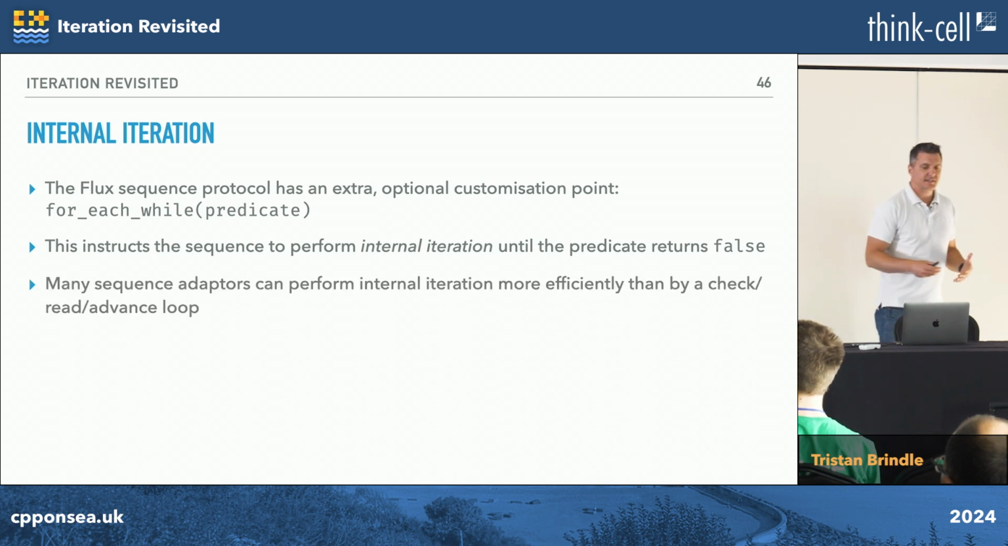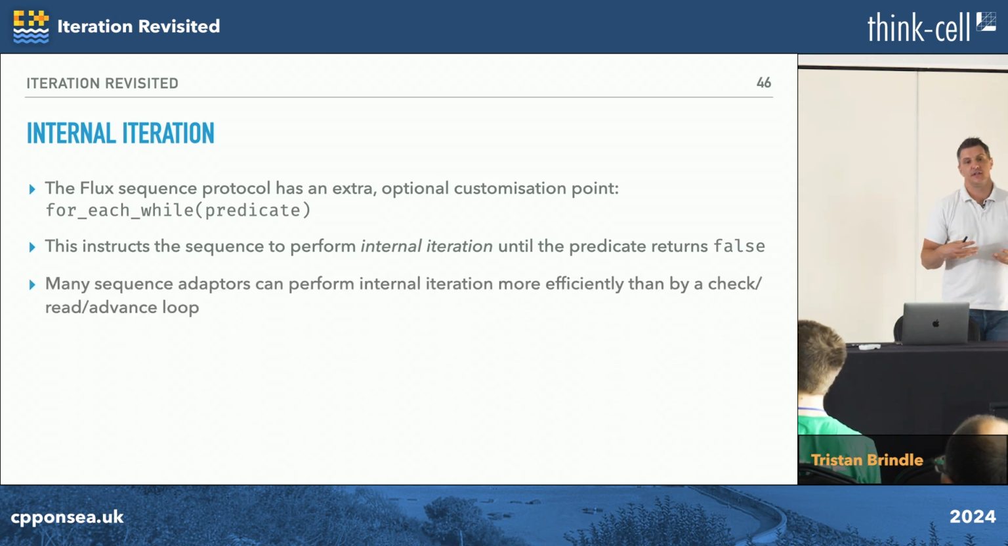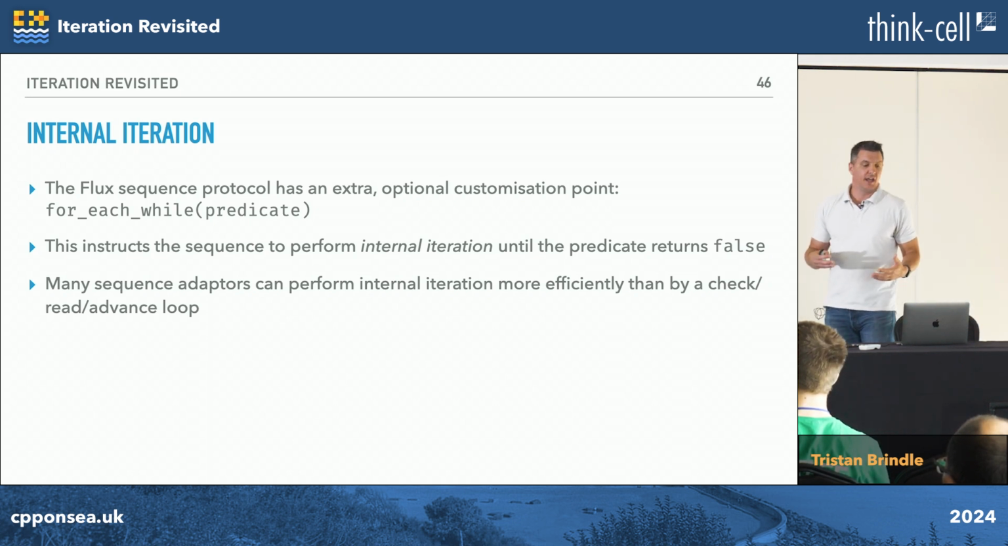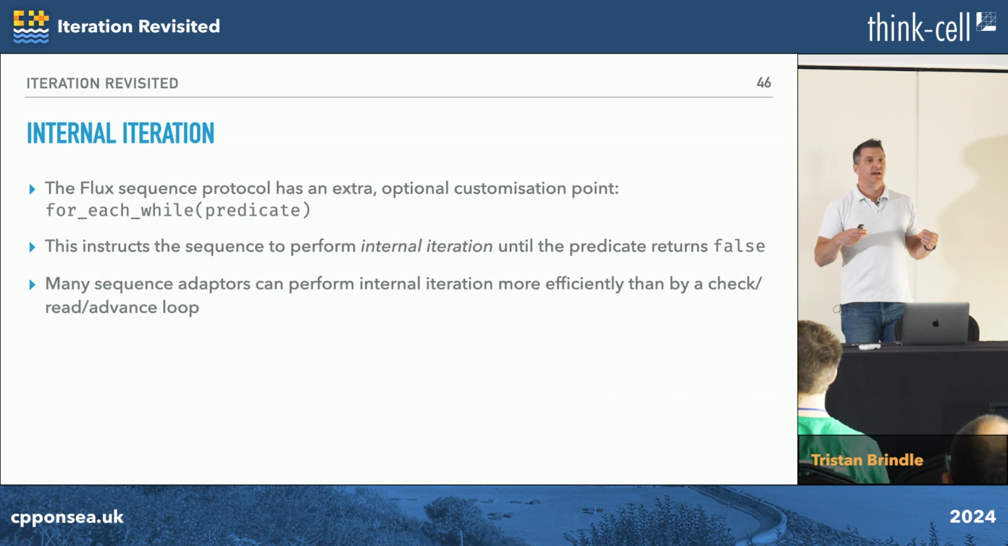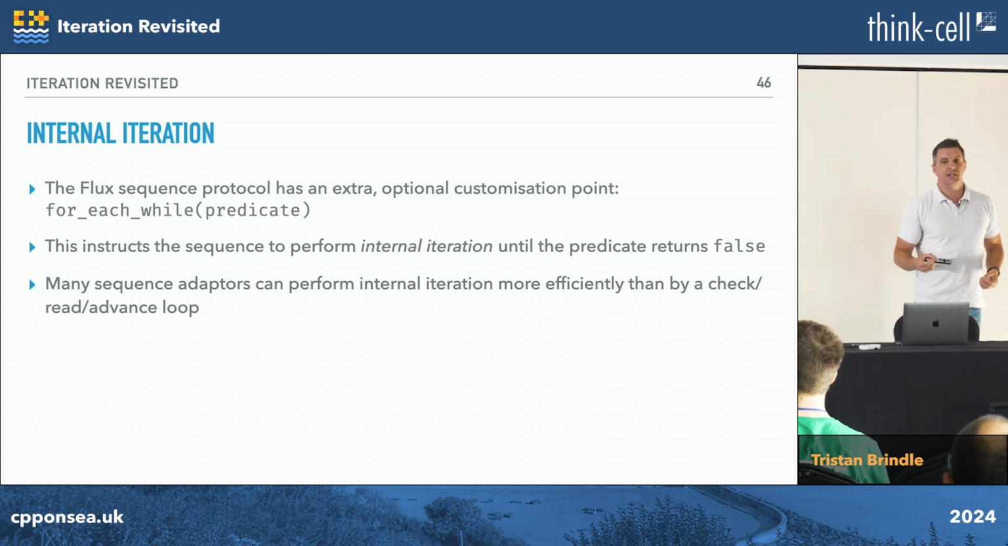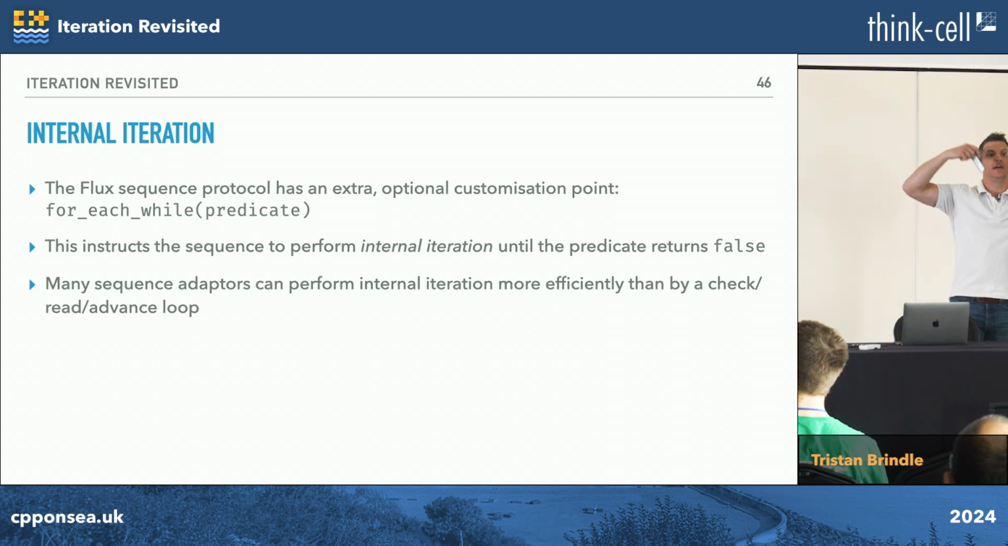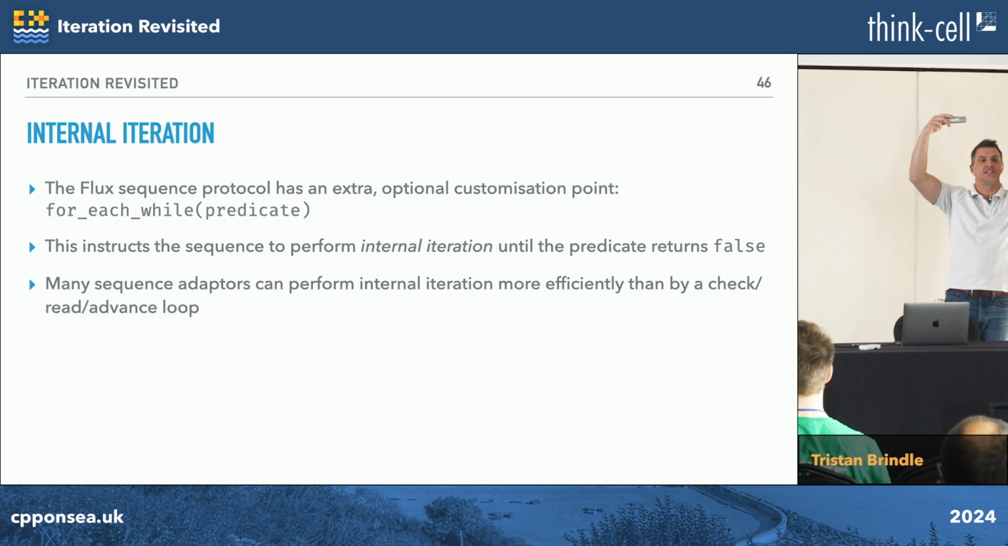So it turns out that many sequence implementations can do this quite efficiently, but in particular, many sequence adapters can be really efficiently written. They provide a specialization of for each while, which calls a specialization of for each while on their parent in the adapter chain, which calls a specialization of for each while on the parent, etc., until we get to the top level.